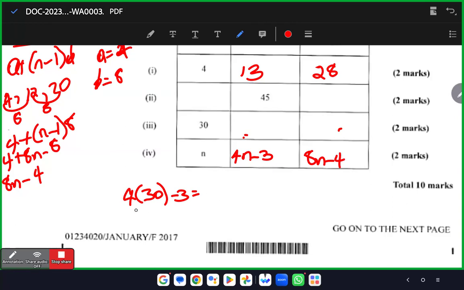So 4 3s, 12. Let's just write it down so you guys can see. Minus 3 right here, that would be 117. And I just put in my 117 here. And that's it for the number of squares. Let's go over to the perimeter of the squares.